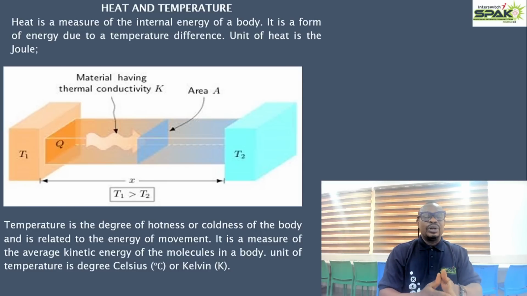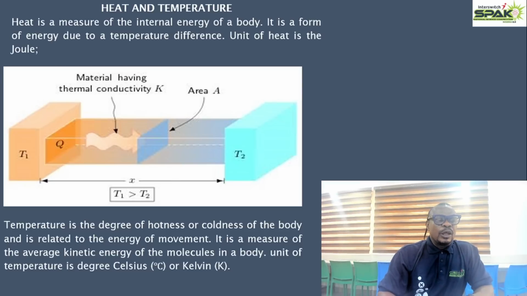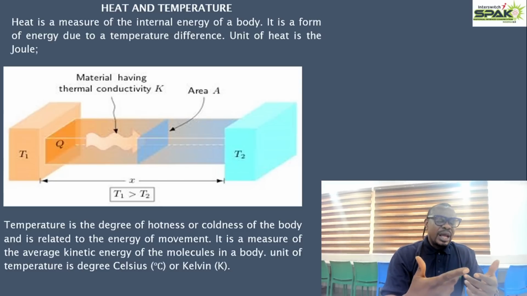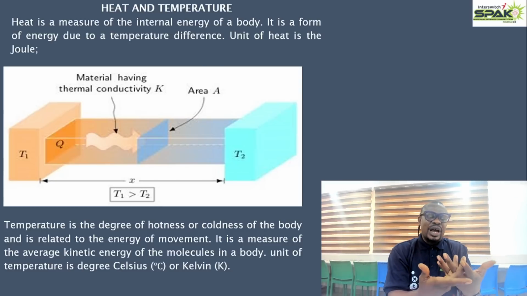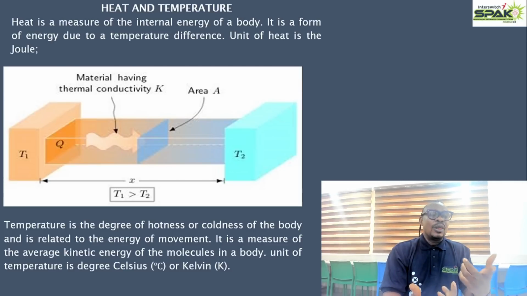If the temperature of bodies differs, there will be a flow of heat energy. But if the temperature of the bodies is the same, that is, they are at equilibrium, there won't be any flow of heat energy. You can distinguish heat and temperature, but they work relatively with each other. You cannot talk about heat without talking about temperature, and you cannot talk about temperature without talking about what? Heat.